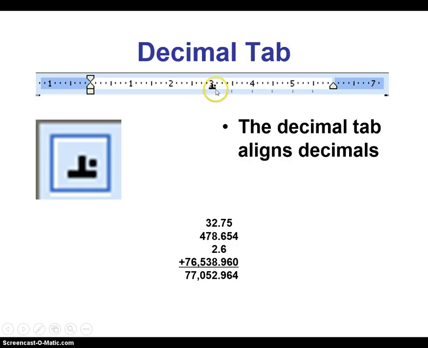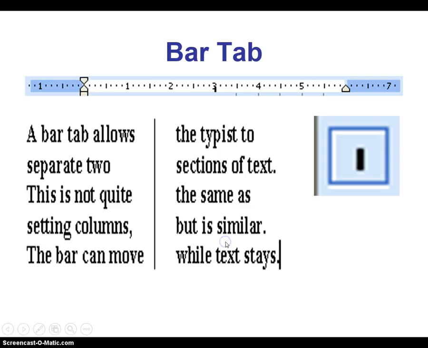This is a decimal tab represented on our ruler. Decimal tab is the upside down T, looks like it has a dot. What a decimal tab does, it aligns decimals. So you can put numbers in, press tab when you have a decimal tab, and it automatically aligns your decimals for you. A bar tab allows you to separate text.